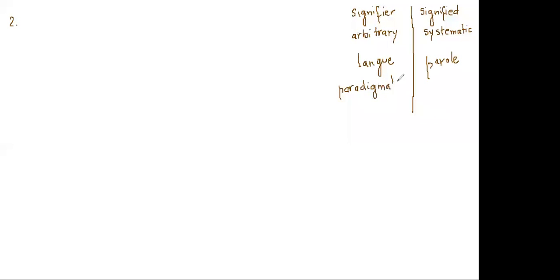The other binary he said is arbitrary and systematic. Third, he said about language, it has langue and parole. Fourth, he said language is also divided on a paradigmatic and a syntagmatic level.